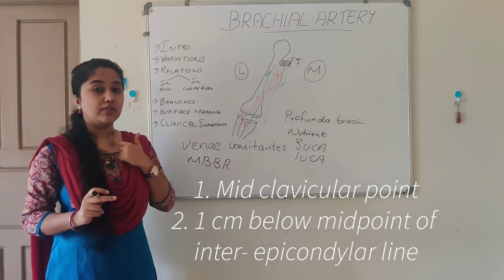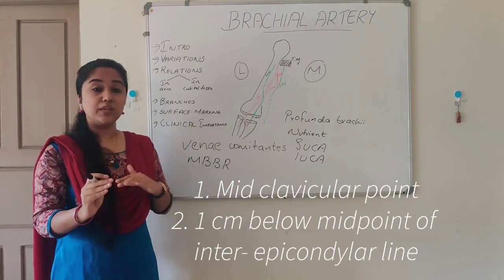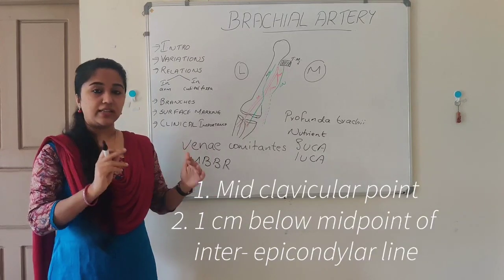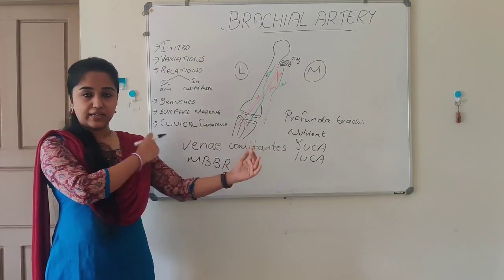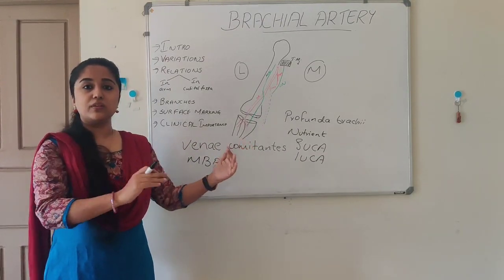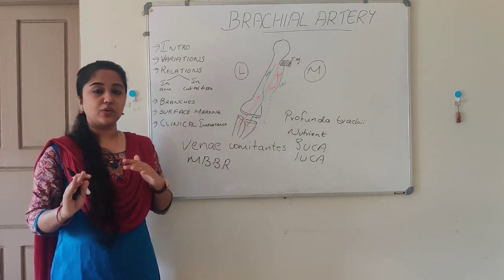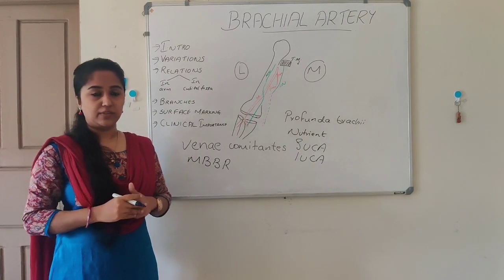That is, the one is the mid-clavicular point, and the second point is 1 centimeter below a line connecting the two epicondyles of the humerus. Then the lower two-thirds of the line connecting these 2 points represents your brachial artery, whereas the upper one-third represents your axillary artery. So that is the surface marking of the brachial artery.